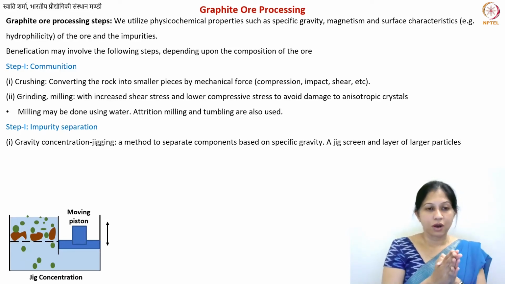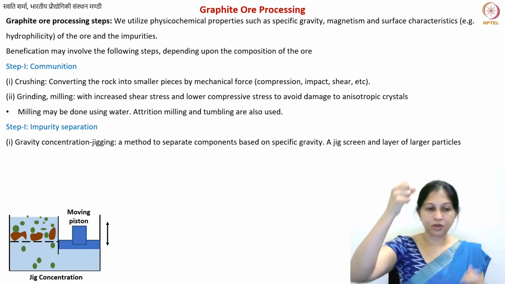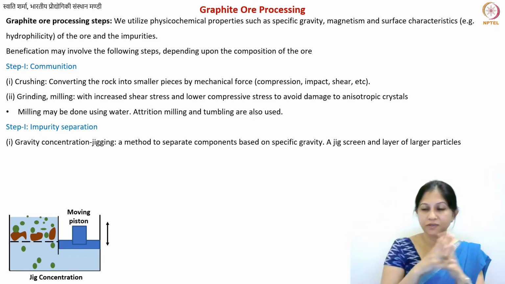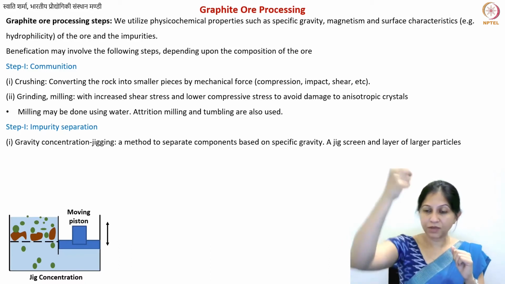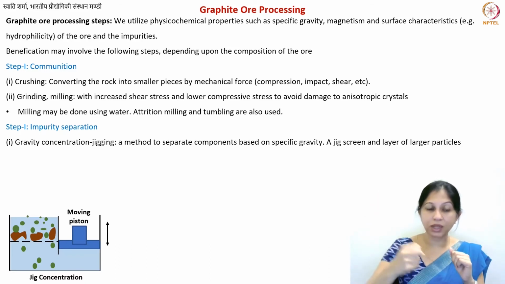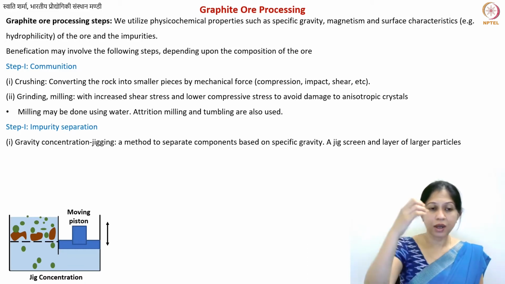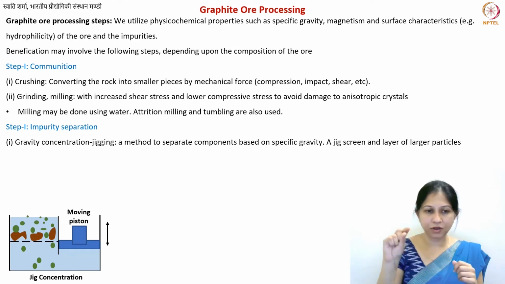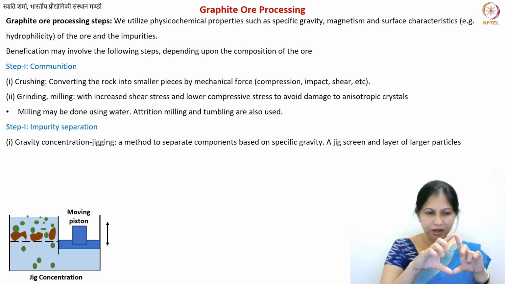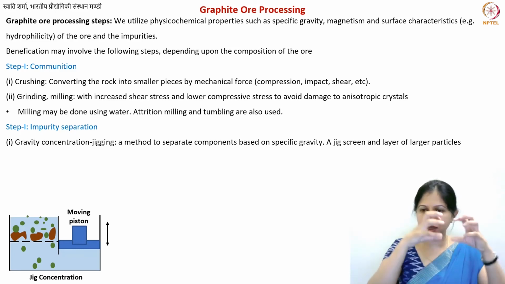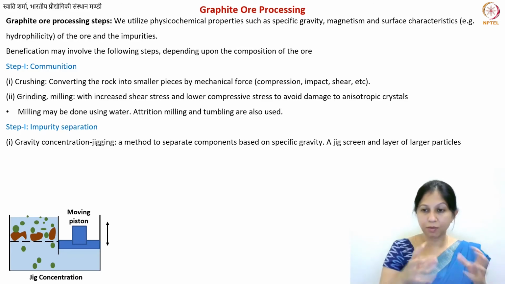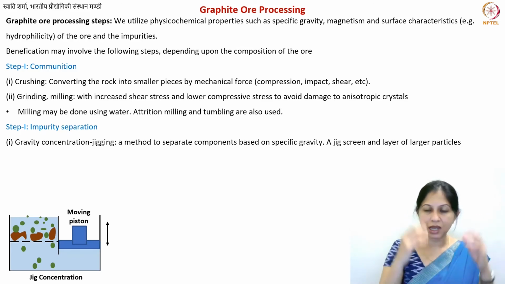Here I have shown there is a moving piston. So you see there are like 2 chambers and water is filled inside it. Now in water, what do you have? You have one moving piston which is constantly moving up and down, and that action is what is known as the jigging action. Now on the other side you see that there is some sort of a filter. It's kind of a barrier from where only particles of a certain size can pass through, and others will stay on top.